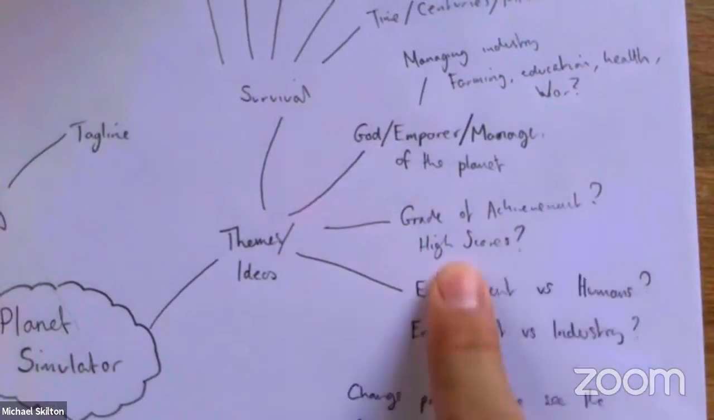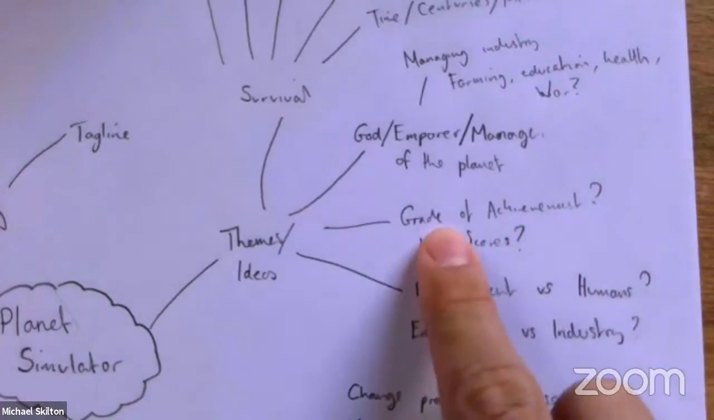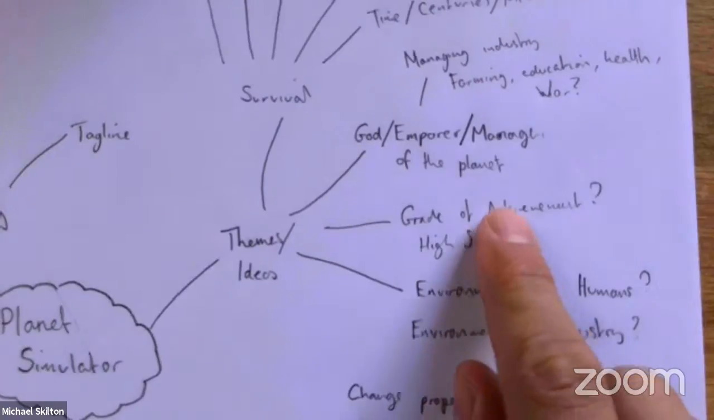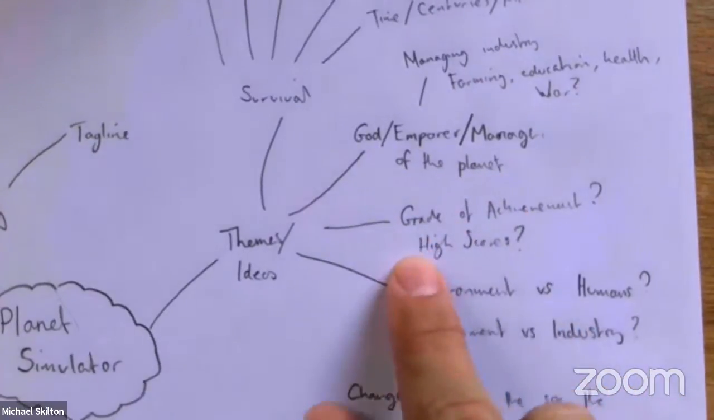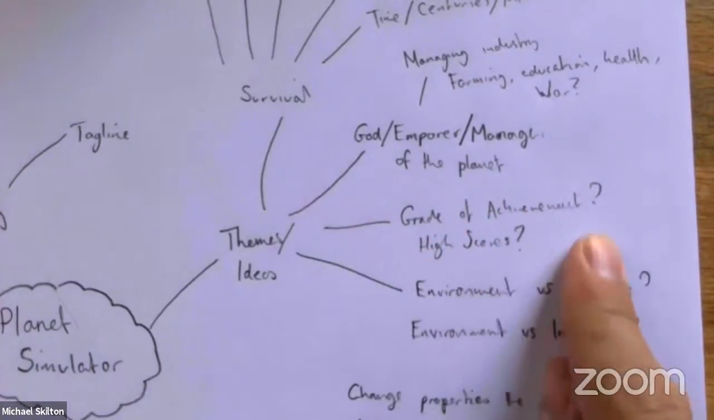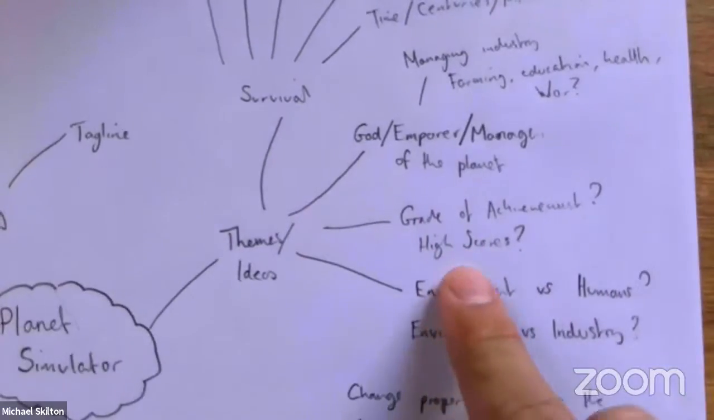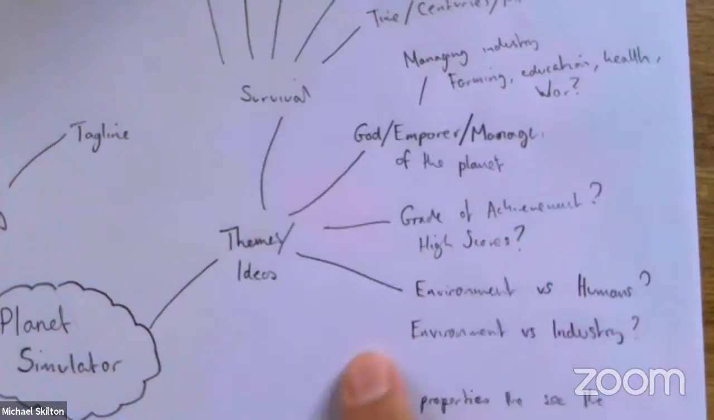So maybe there's a grade for your achievement. Maybe you get a grade from A, B, C, D, E, and F, or maybe S is a super special grade. You've done really well. Or perhaps you get high scores that can be published online, or you can take screenshots of how fantastic your Earth looks and share them on online leaderboards.